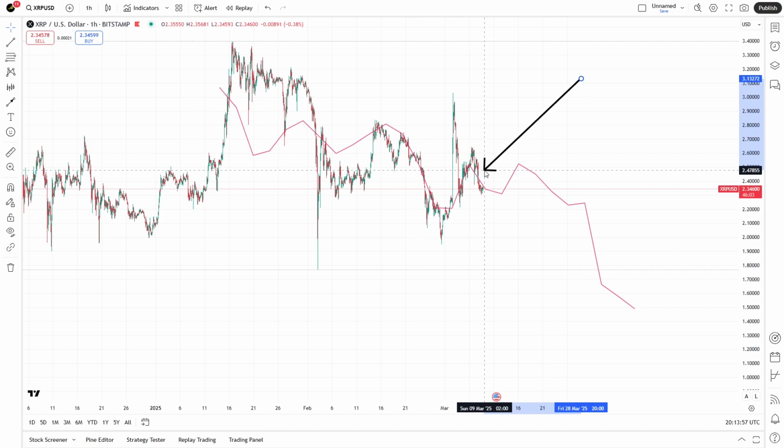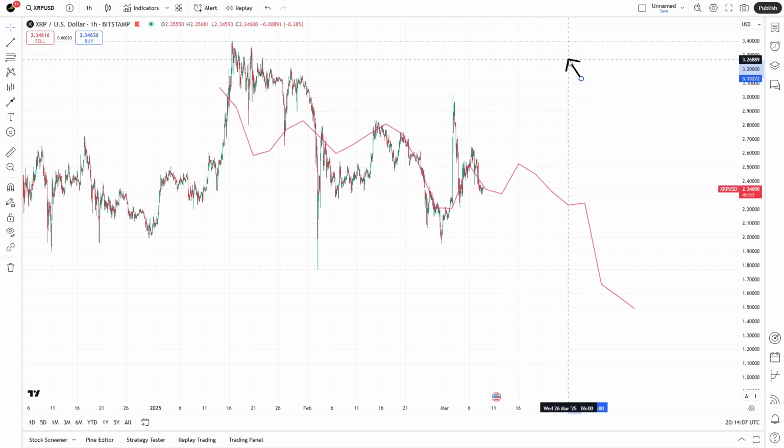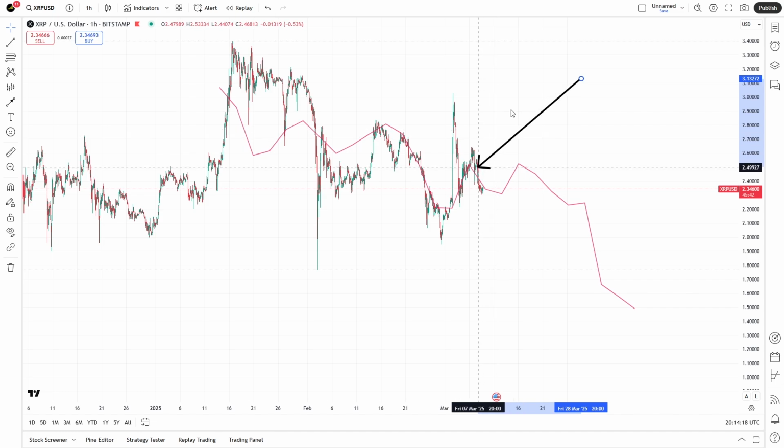So if this is not the peak, we should expect price to continue to move up. Now, I'm going to throw out a couple different possibilities, and you'll see how this could potentially still be gearing up for a nice move up. Let me show you.